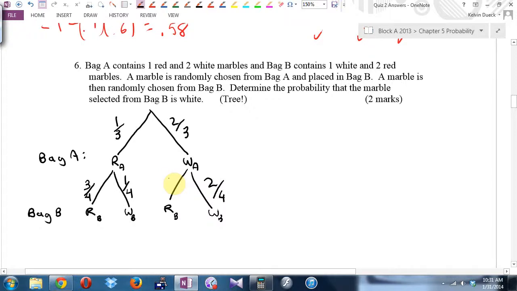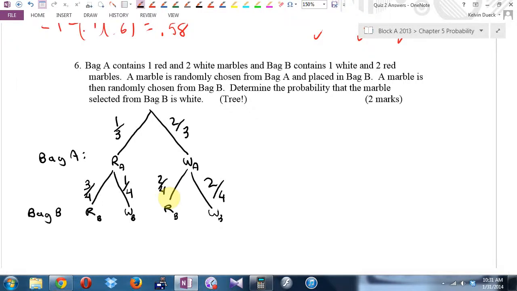Okay. What goes here, folks? Two. It's got to be 2 out of 4 because it's got to add to one. Complement, right? Connor, as I said, this question, once you get the tree set up, falls apart. It's a tricky tree.